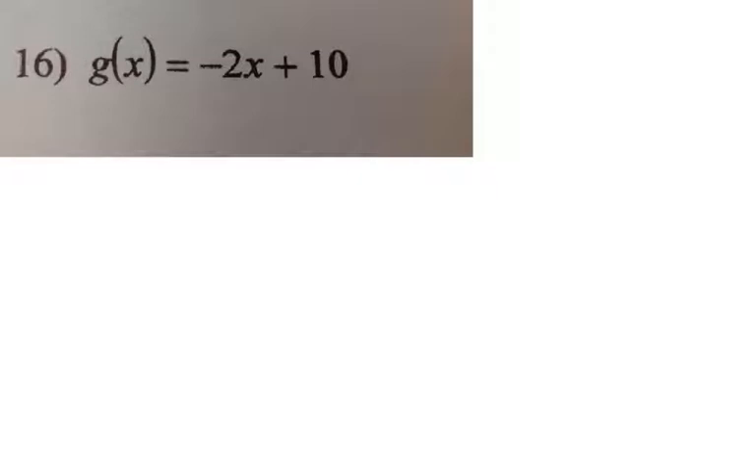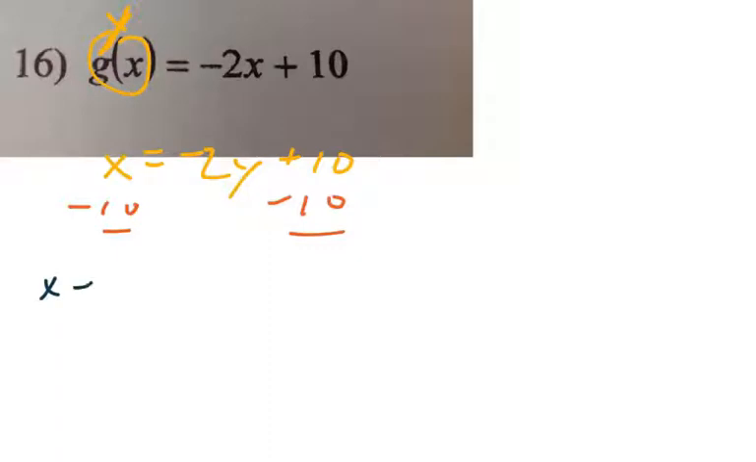Okay, number 16, let's go a little bit faster. Remember, that right there is really a y. So let's switch our x and y's. So x is going to equal negative 2y plus 10. Now I got to solve for my y. Let's go ahead and minus 10 both sides. So x minus 10 equals negative 2y. 10 minus 10 is 0. Last key step. Let's divide everything by negative 2.